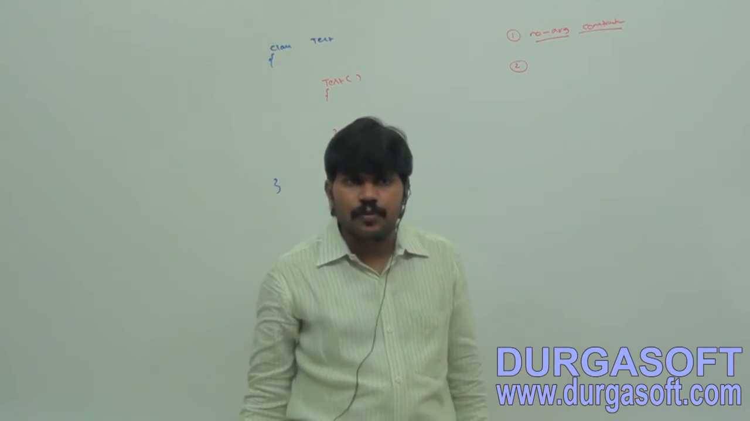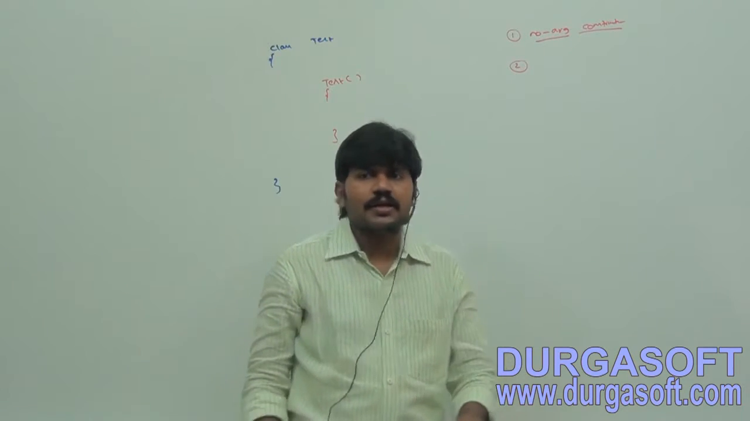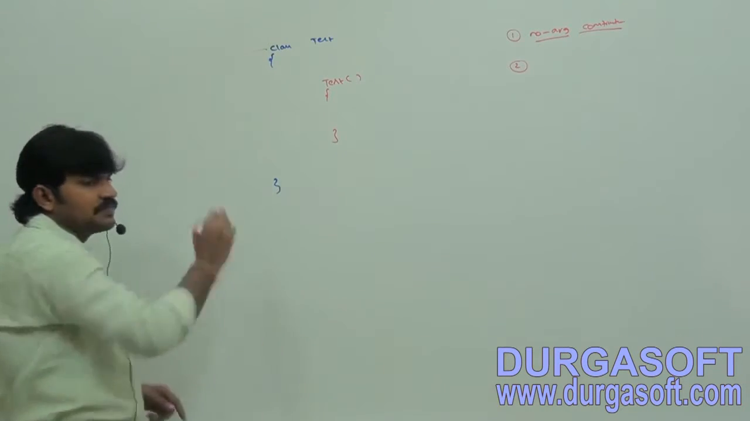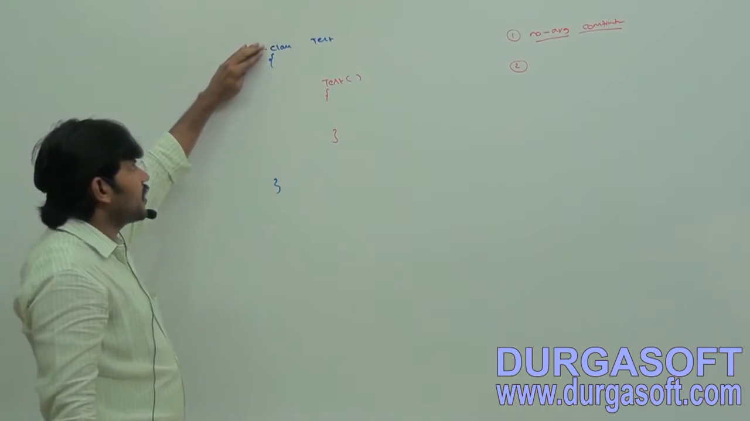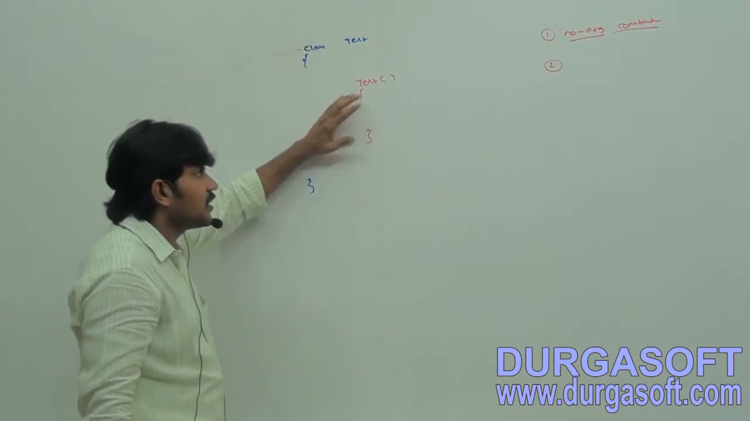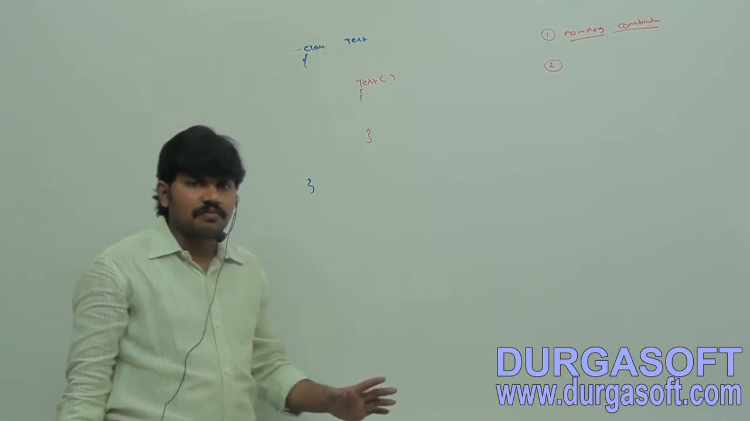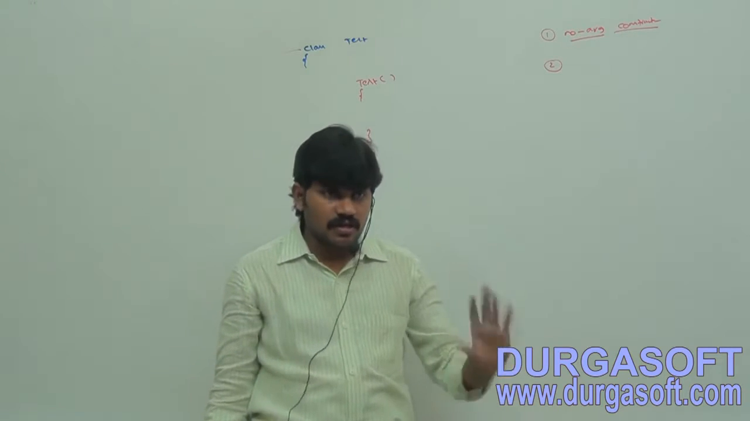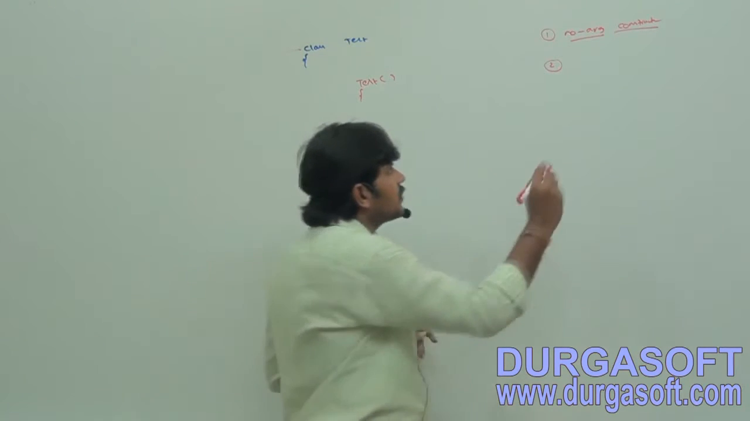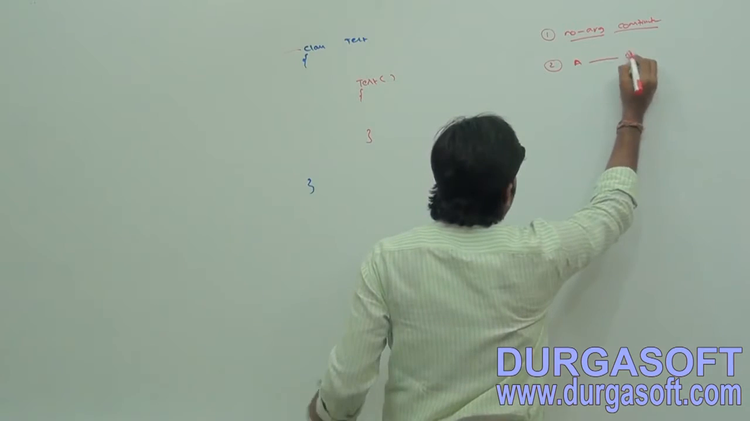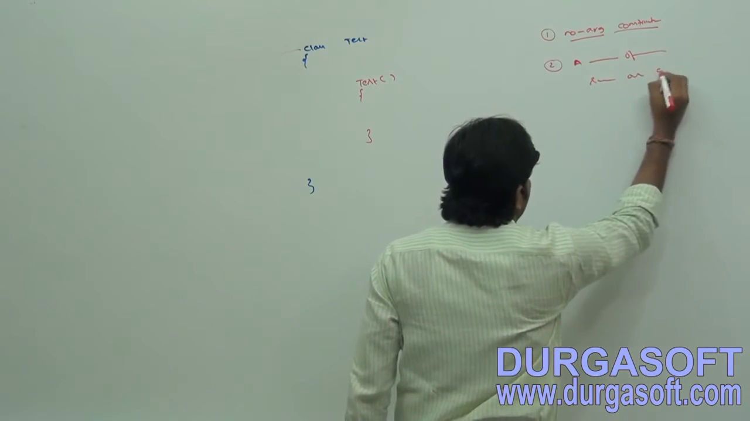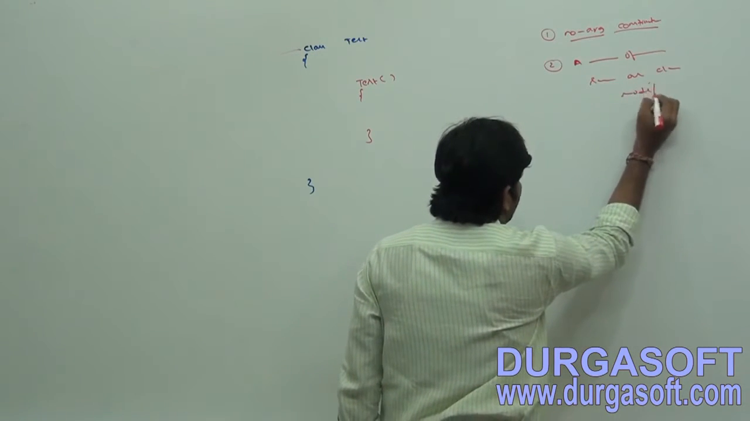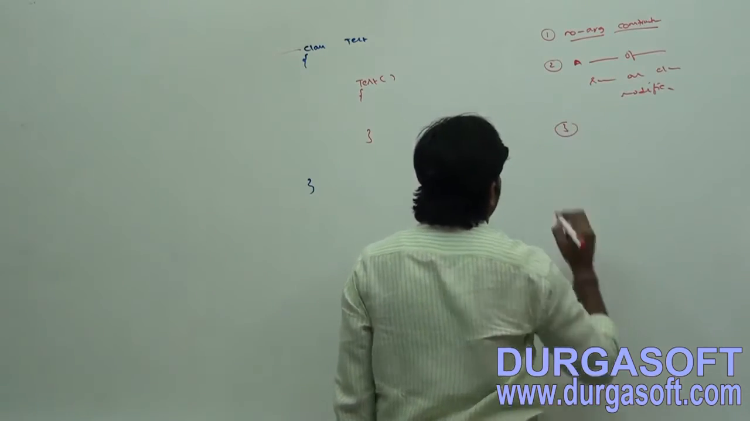Sir, what about private and protected? Private and protected you can't apply for top level classes. That's why for the default constructor, such terminology is not applicable. So the access modifier of the default constructor is the same as the class modifier.